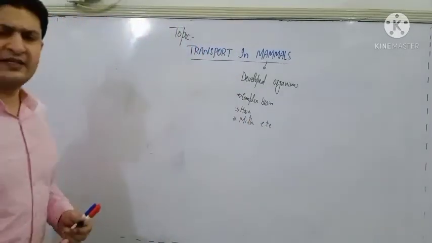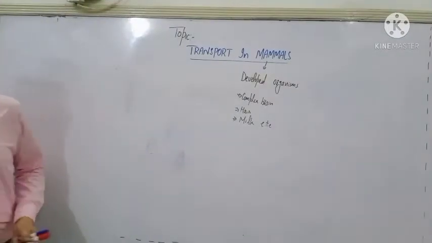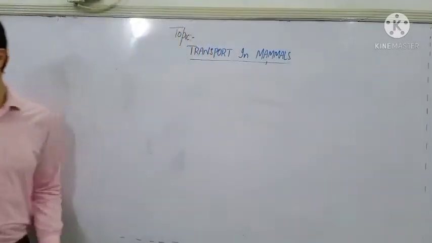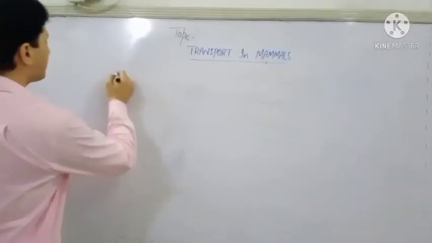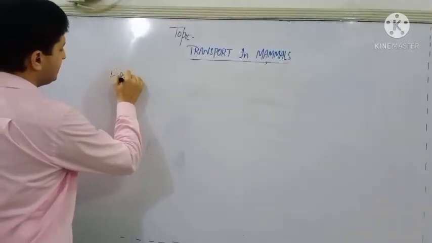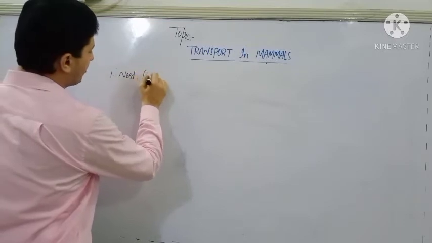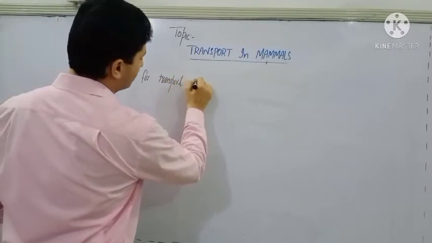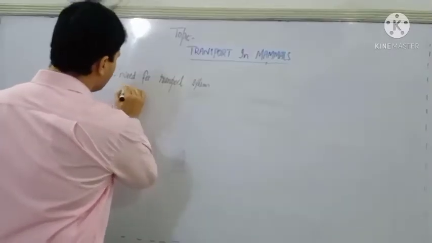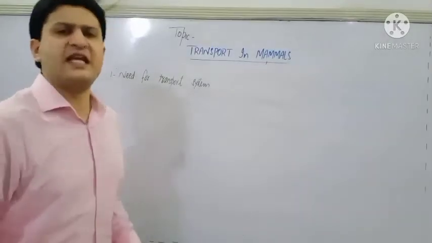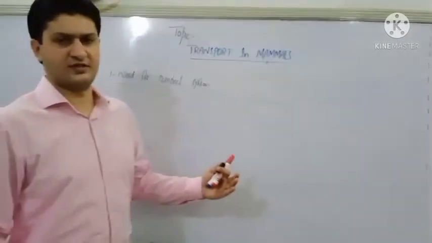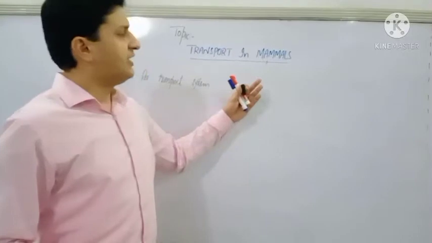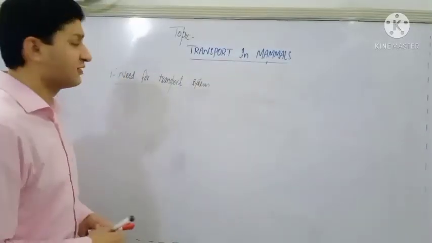So we are going to study how transportation in mammals occurs. Our first topic is the need for a transport system. Why do we need the transport system? In this chapter, we will be studying in detail the transport system in humans.